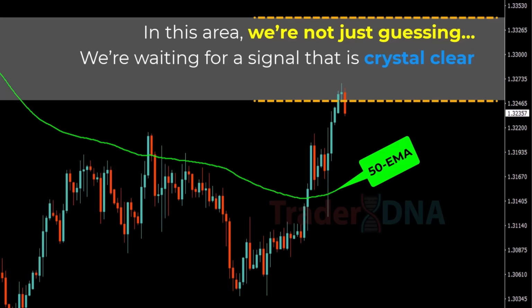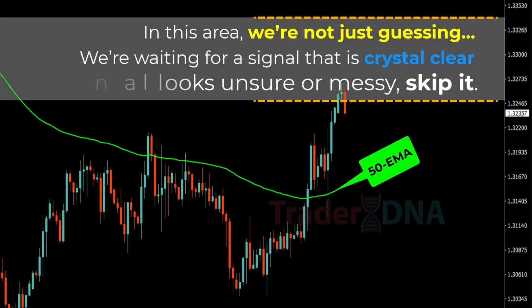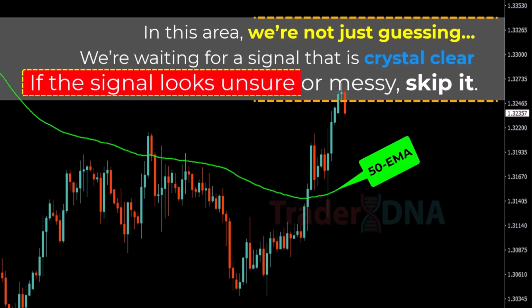Your sell signal can come from anything, a strong candlestick pattern, a clean chart pattern, whatever it is, the rule is simple. It must be obvious, unmistakable, and easy to identify. If the signal looks unsure or messy, skip it. A weak signal inside a powerful key value zone can destroy profit that should have been yours.